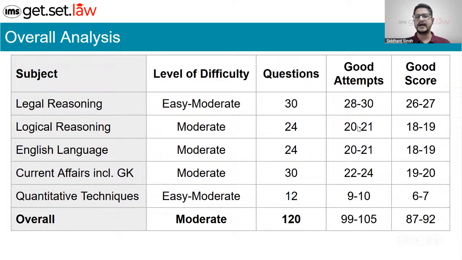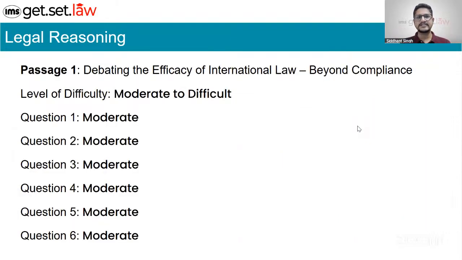In totality, if your attempts were in the range of 99 to 105, 106, that's a good range, and the score has been somewhere around 87 to 92. So I'm going to take up the first section, that is the legal reasoning section.